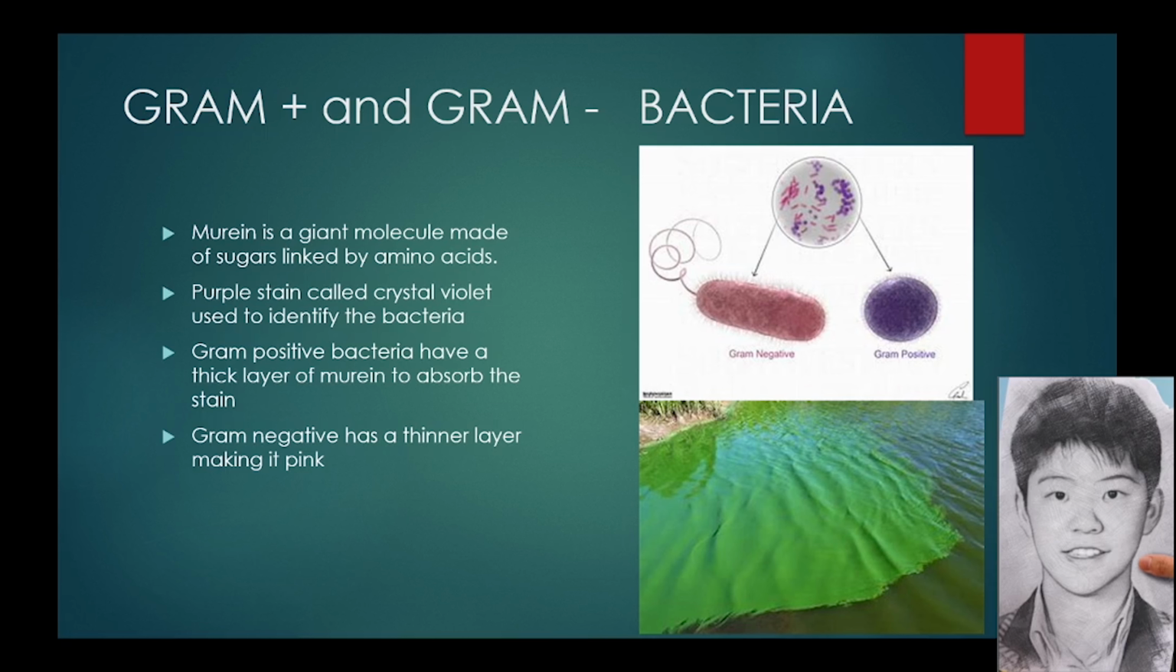So an example of gram-negative bacterium is the cyanobacterium, which can produce toxins capable of killing fish and other aquatic life and cause illness to humans. So you see this green patch. This is cyanobacteria.